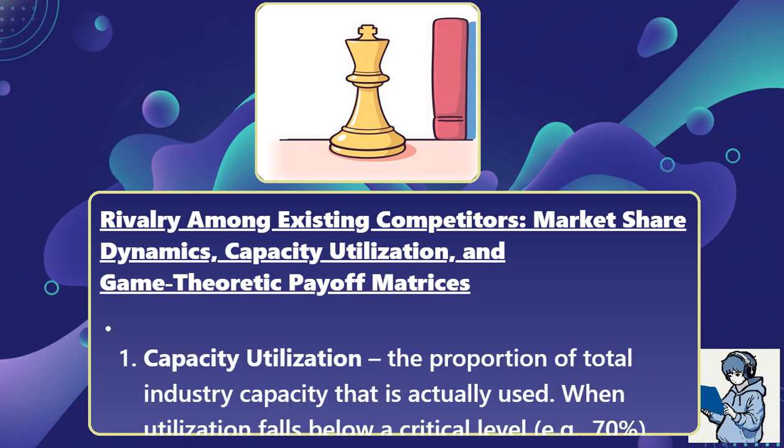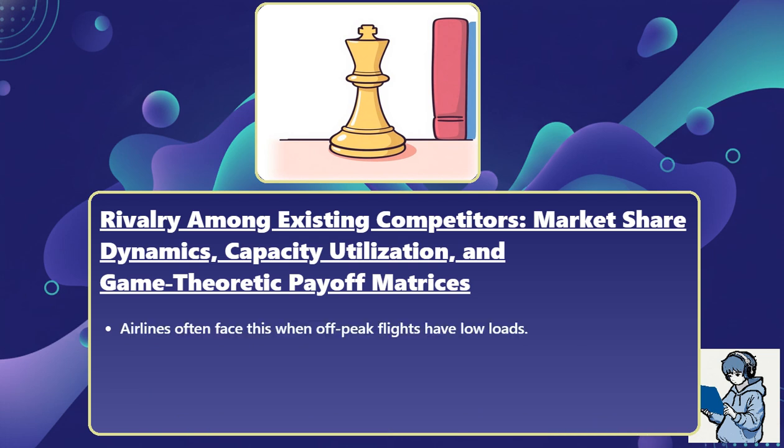Number 2, capacity utilization: the proportion of total industry capacity that is actually used. When utilization falls below a critical level, for example 70%, firms cut prices to fill idle capacity, intensifying rivalry. Airlines often face this when off-peak flights have low loads.